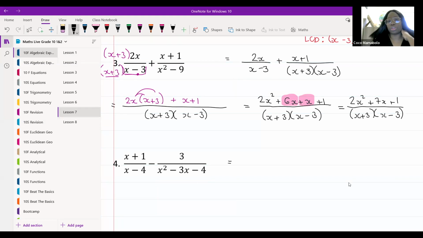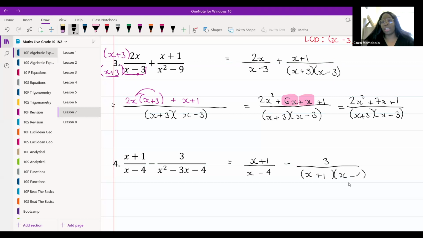So I'm going to go to the top, x plus 1 over x minus 4 minus 3 over, now that I know it's a trinomial, I'm going to open 2 brackets. And Sia's already factorized it for us. Well done. Sia says we've got x plus 1 over here, and x minus 4 over here, and Sia is 100% correct.